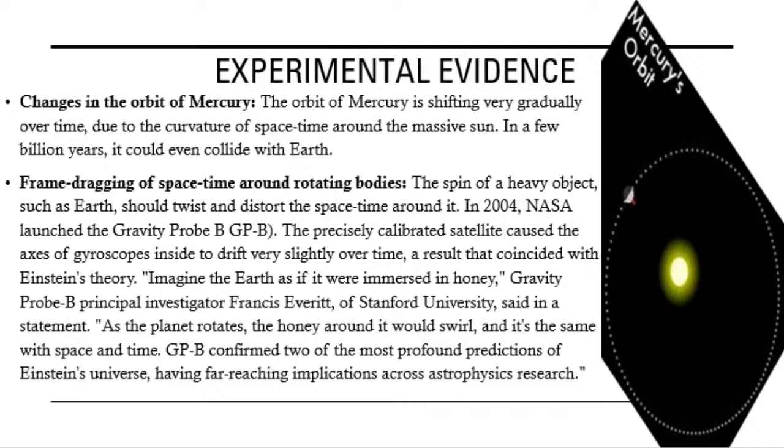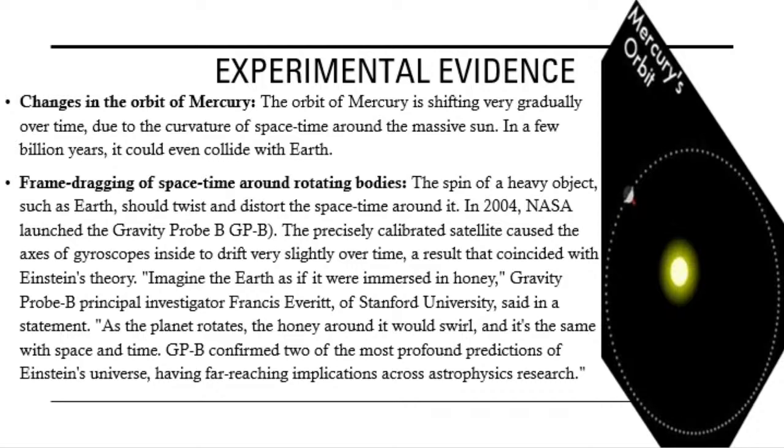Oh yeah, changes in the orbit of Mercury, which is shifting very gradually over time due to the curvature of space-time around the massive sun. In a few billion years, it could even collide with Earth.